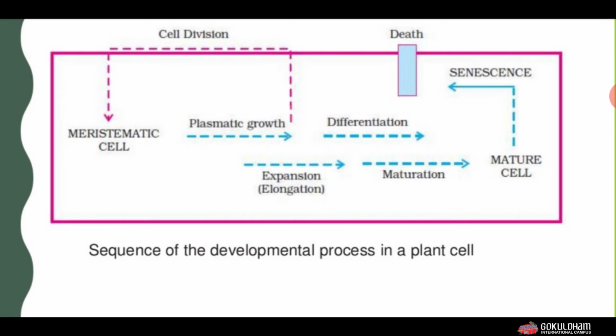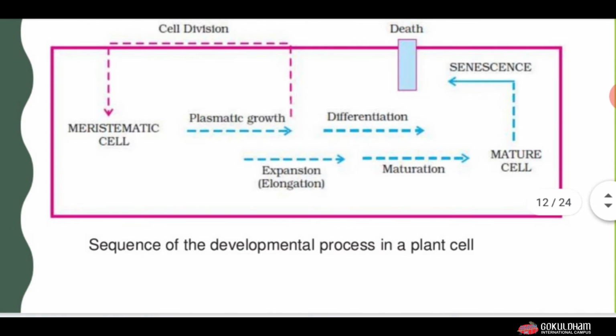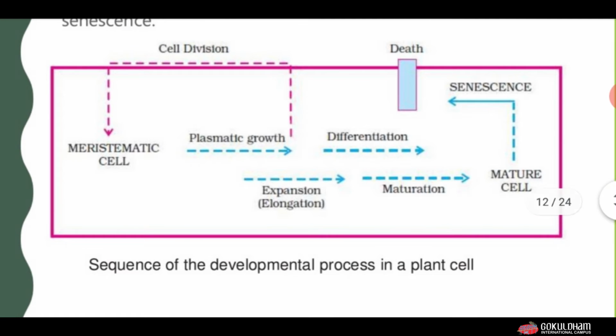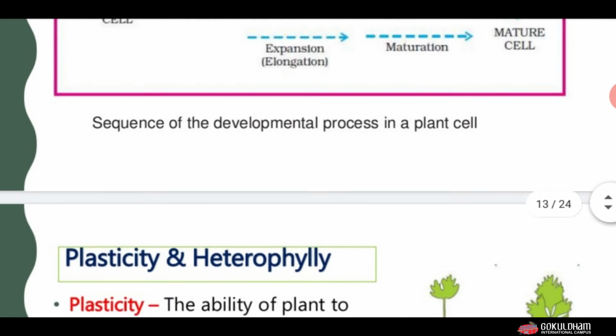It means the mature cell goes into senescence or dying. So all the process is known as development. The sequence of developmental process in plant. This is the figure of the sequence that takes place in the plant cell.